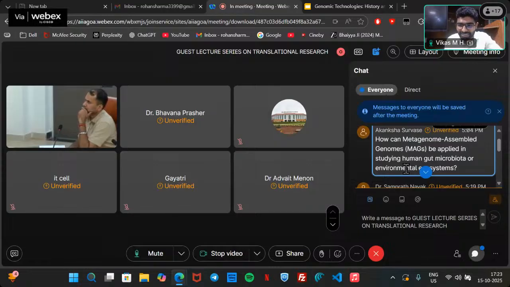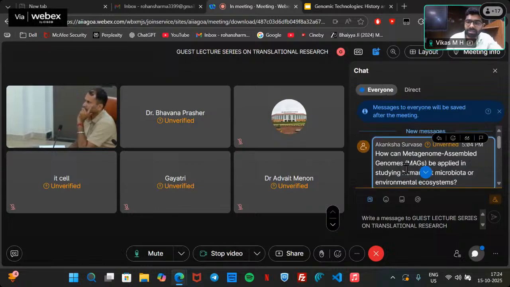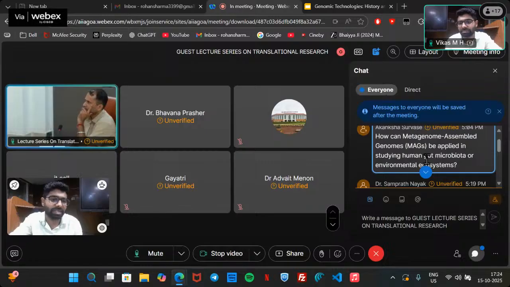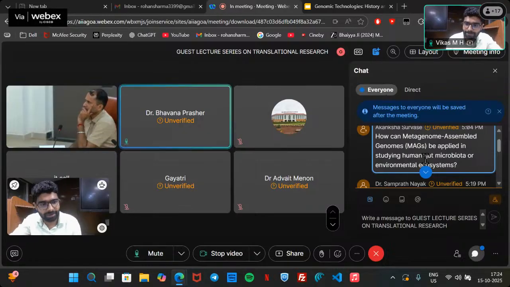There are a lot of applications. In our lab, we are trying to characterize newer CRISPR-Cas systems from these new MAGs that we are able to generate from extreme environments. And even in the case of the human gut microbiome, we can see a very different metabolism of some of these organisms that we have assembled.